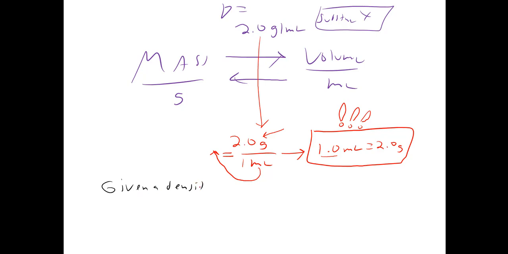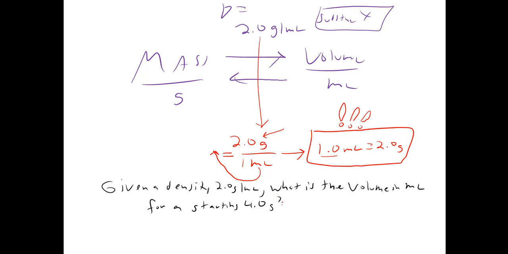So let's go ahead and give you a starting problem just so you can see this in action. Given a density of 2.0 grams per mil, what is the volume in mils for a starting 4.0 grams? So our starting value is 4.0 grams. I'm just going to write it to the side over here.